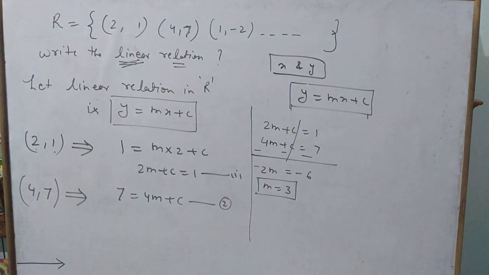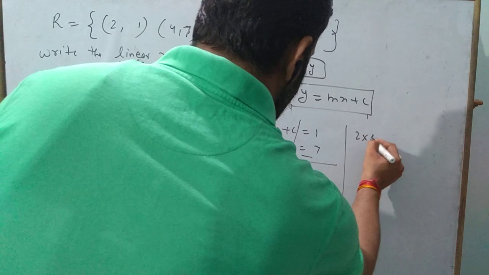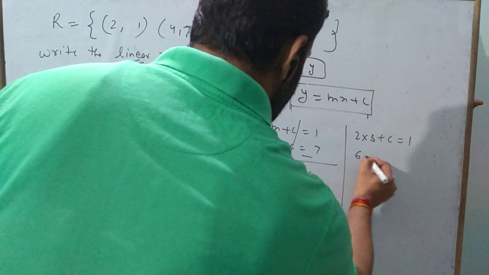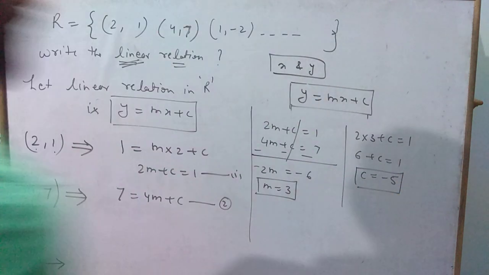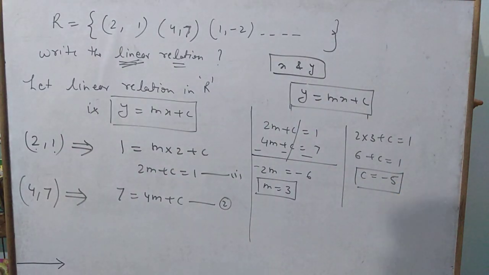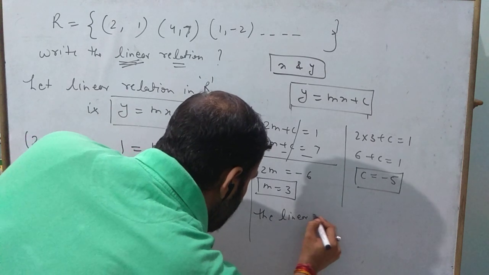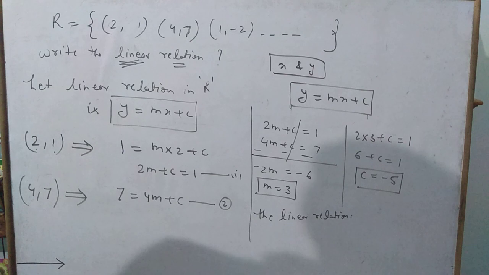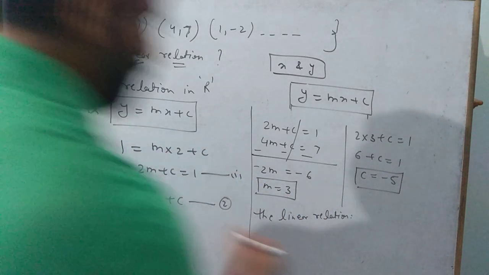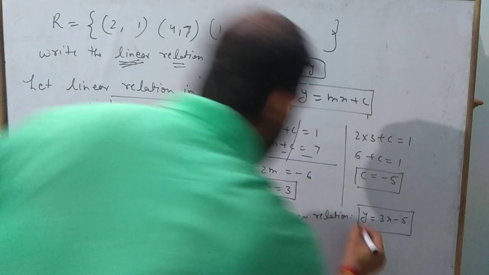So m = 3. After finding the value of m, we need the value of c also. Putting m here, 2 into 3 plus c is equal to 1, so 6 + c = 1, and c = -5. After finding m and c, the linear relation becomes y = mx + c, so in place of m, y = 3x - 5. This is the relation formed.